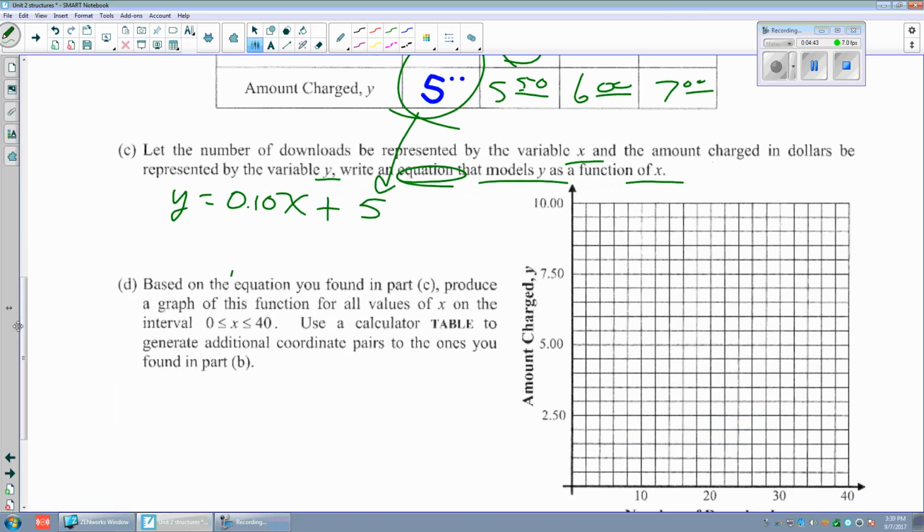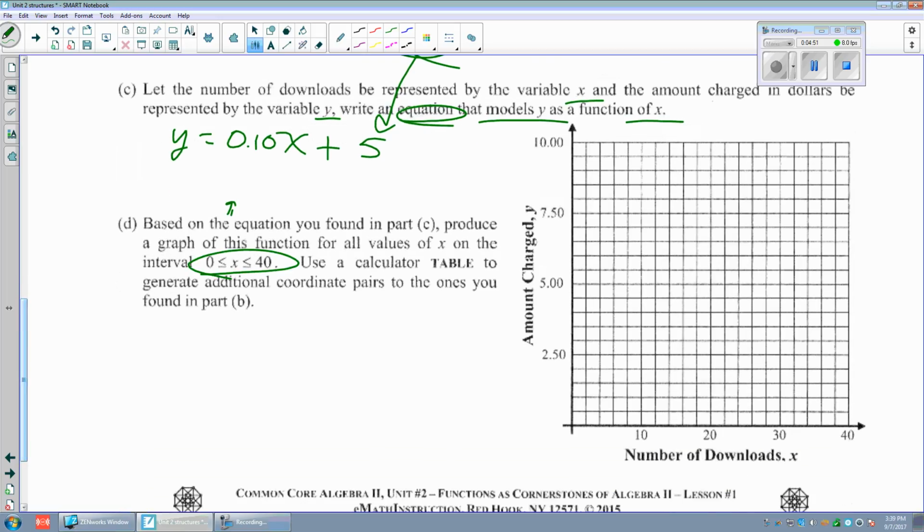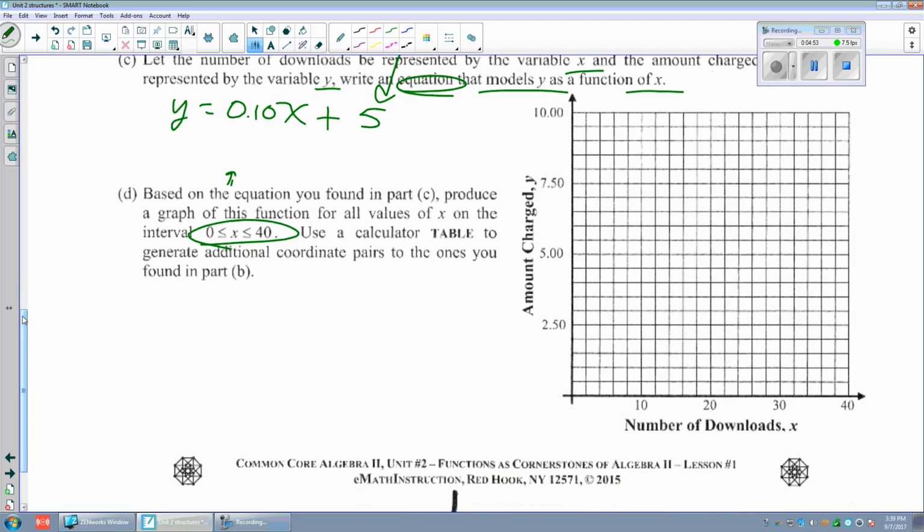Based on the equation that you found in part C, produce a graph of this function from 0 to 40. Do not go beyond 40, but remember it says zero is less than or equal to. Less than or equal to. So that means fill in the 0 right there. Got it?